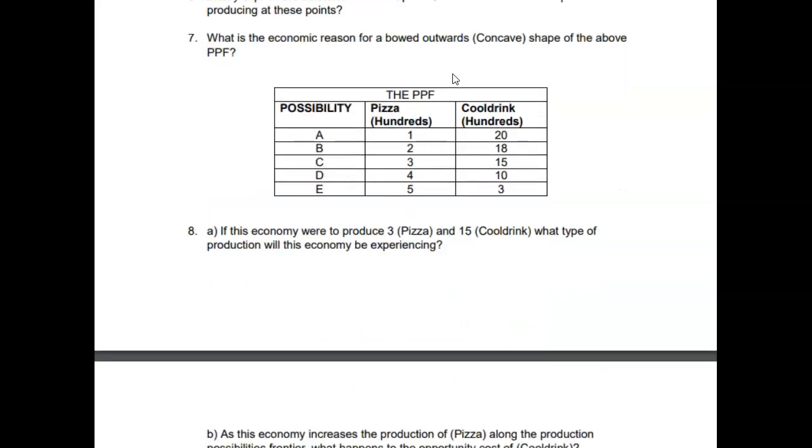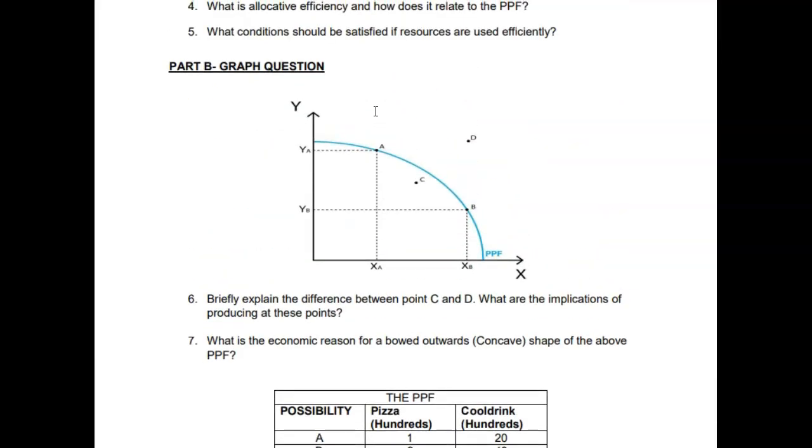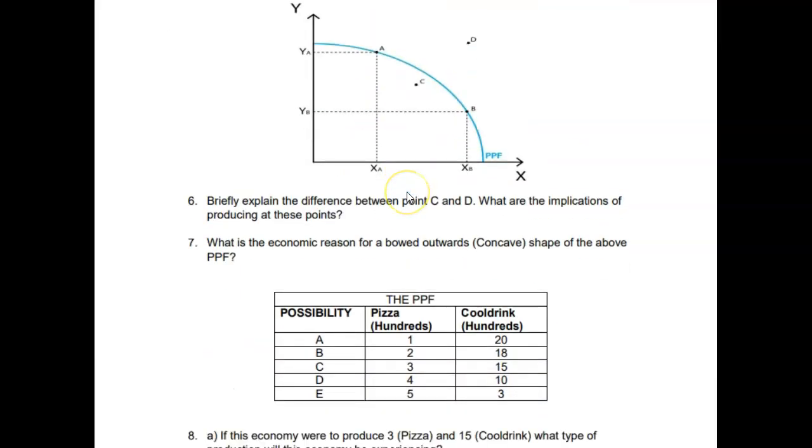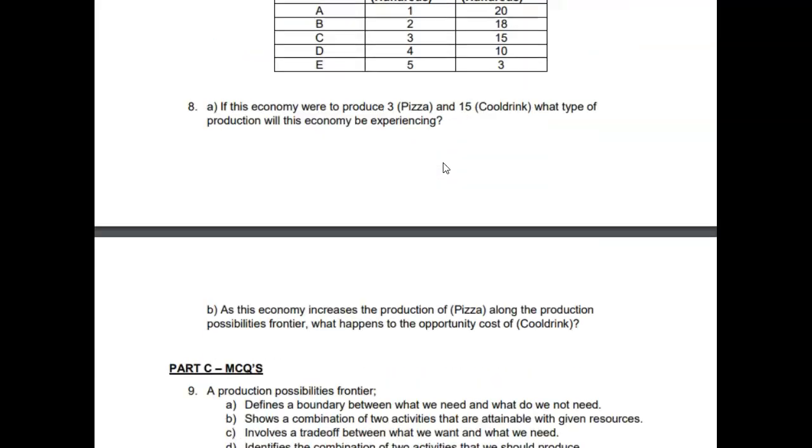Okay, so number 8. If the economy were to produce 3 pizzas and 15 cold drinks, what type of production will it be experiencing? 3 and 15. So this is on the PPF, right? It'll be allocative efficiency. Any point on the PPF means you're producing allocatively efficiently.